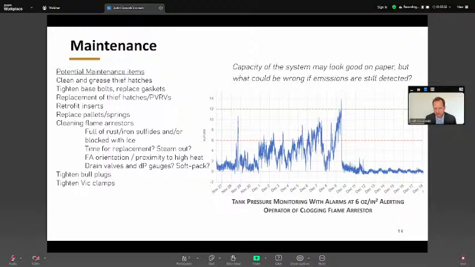So data is king, pressure traces are king. You can see on this pressure trace, this is tank pressure monitoring, where it's starting to climb, and then they perform different maintenance, and look at it, it comes right back down. So understanding that a closed vent system without proper maintenance is not going to actually control your vapors.